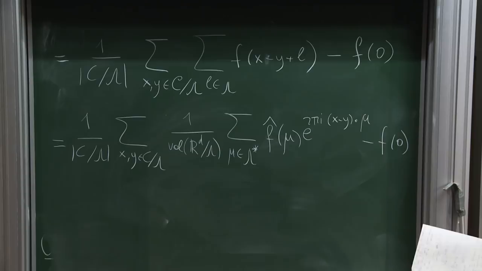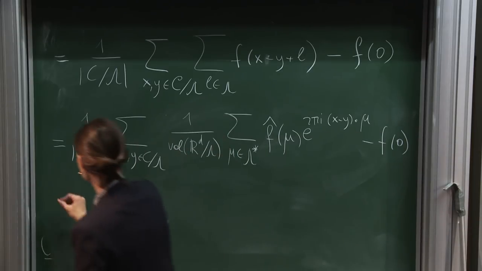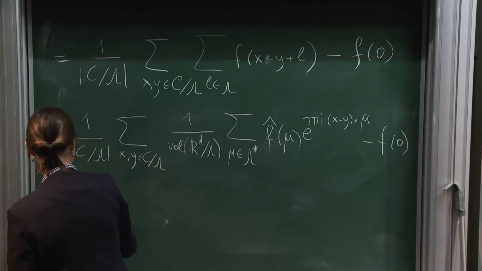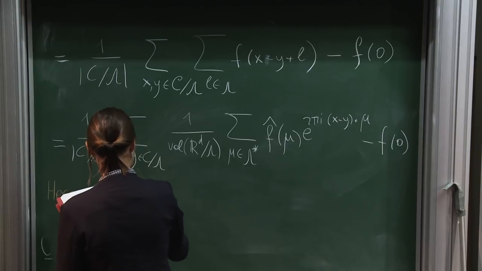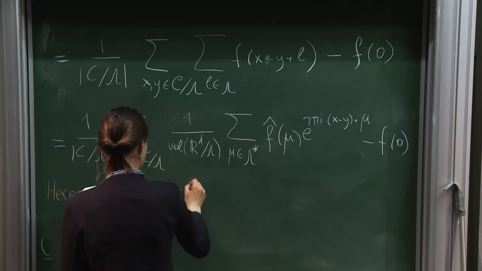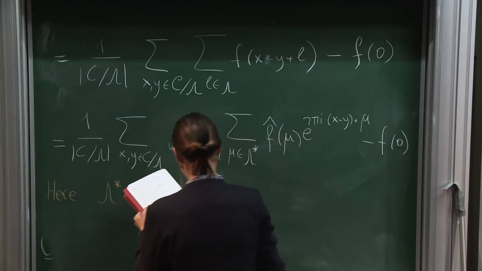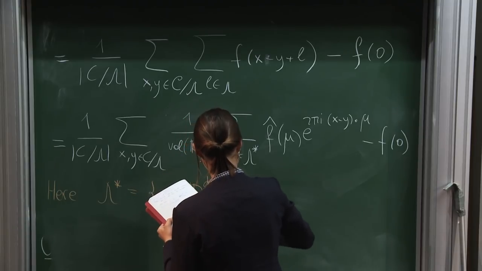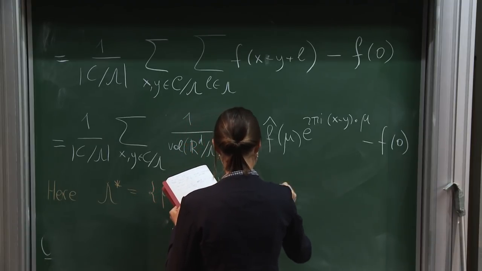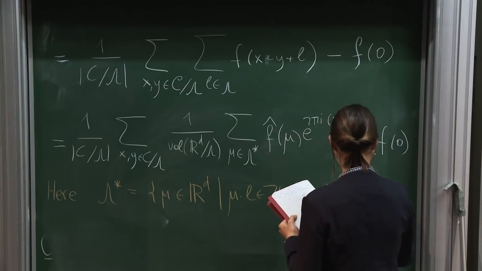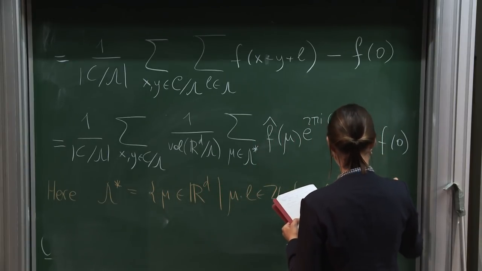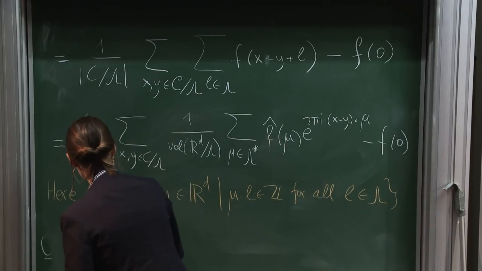So we write our sum like this, and again, here lambda star is the dual lattice. It would be the set of all mu such that mu times L is an integer for all elements L of the initial lattice. So this is the dual lattice.